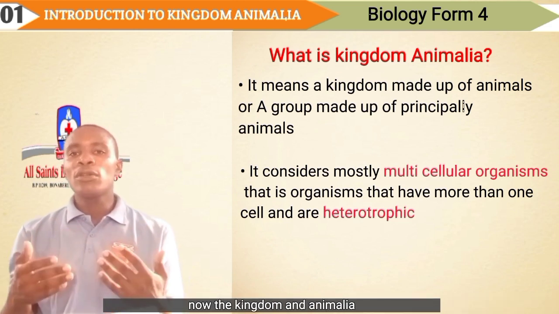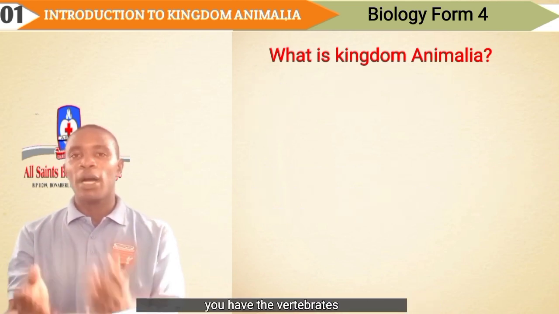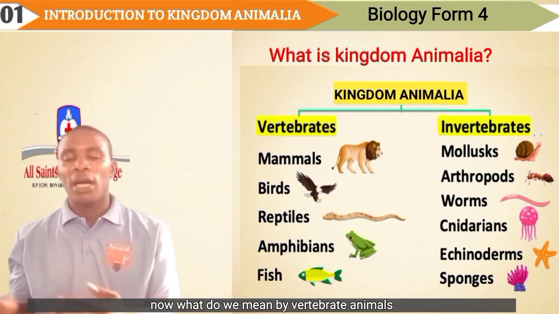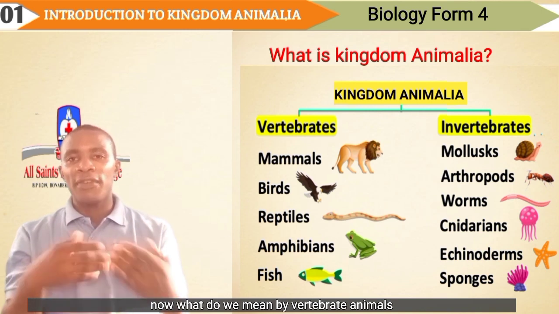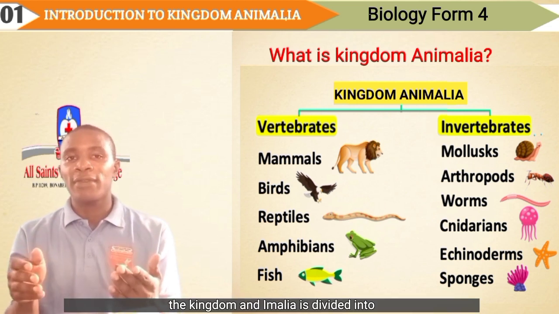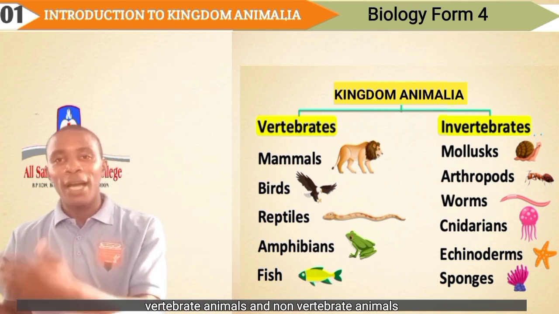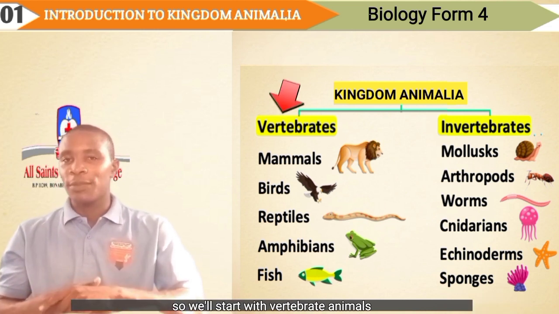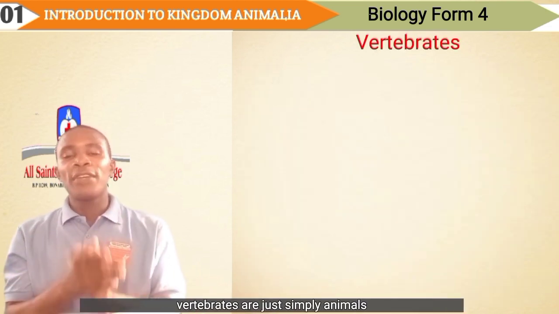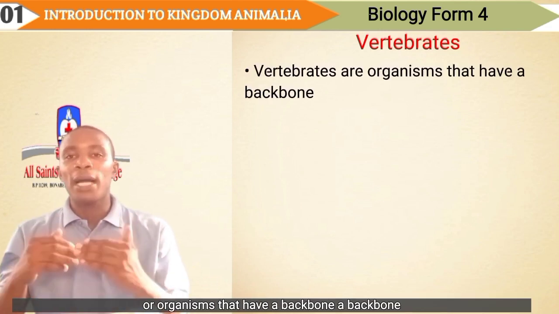Now, the Kingdom Animalia is divided into two subkingdoms. You have the vertebrates and then you have the non-vertebrates. Now, what do we mean by vertebrate animals? In other words, the Kingdom Animalia is divided into vertebrate animals and non-vertebrate animals. So, we'll start with vertebrate animals, but in simple terms, they just call them vertebrates. Vertebrates are simply animals or organisms that have a backbone.